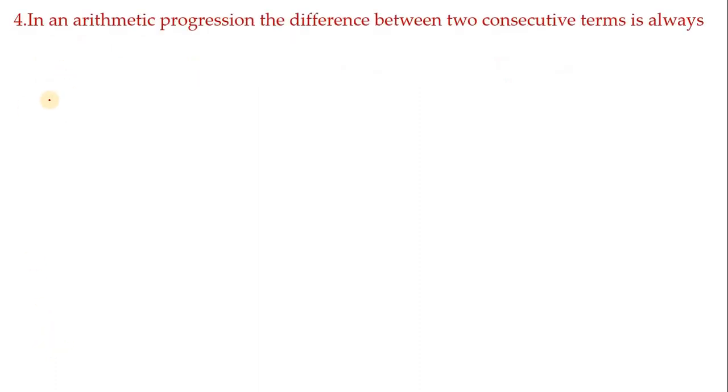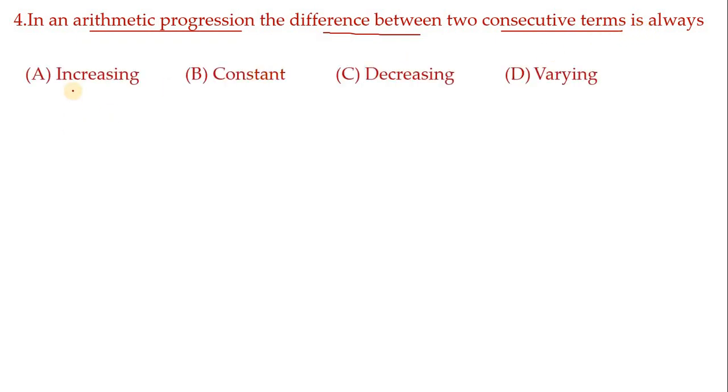Move on to the next one. In an arithmetic progression, the difference between two consecutive terms is always increasing, constant, decreasing, varying. Children, just now in the last problem we have seen the common difference should be same. So same in the sense here constant. It means common difference never changes in arithmetic progression.